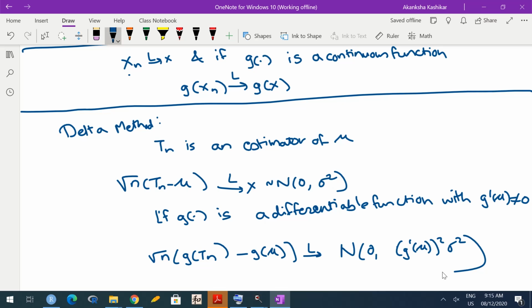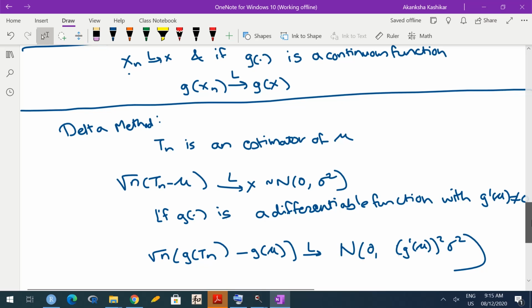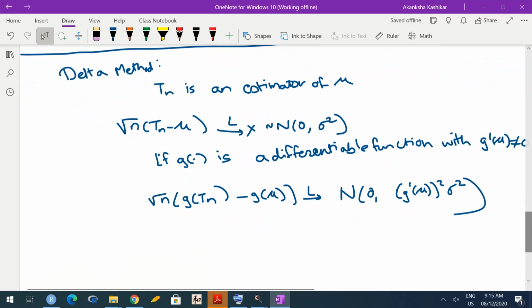So a differentiable function of an estimator is also consistent and asymptotically normal for the corresponding function of the parameter. This is a very important result. It opens up the possibility of many estimators being consistent and asymptotically normal. Now you might have started thinking that normally the expectation of g(Tn) is not the same as g of the expected Tn. We know that. Unless things are linear, expectation cannot be taken inside the function. However, here it is happening. So why is it happening?